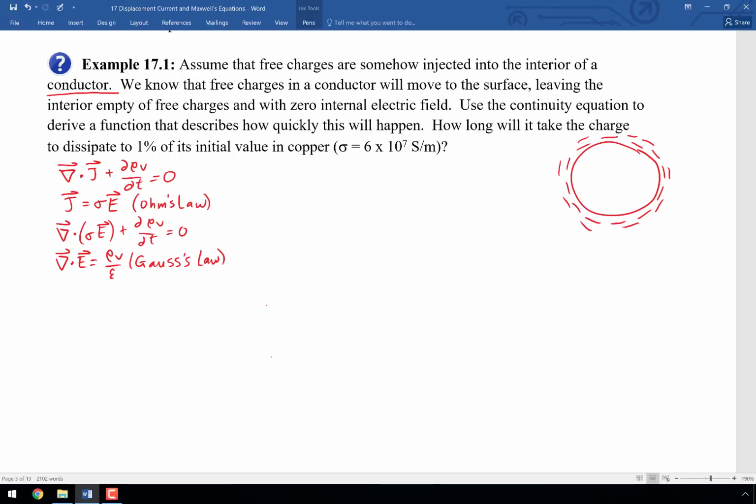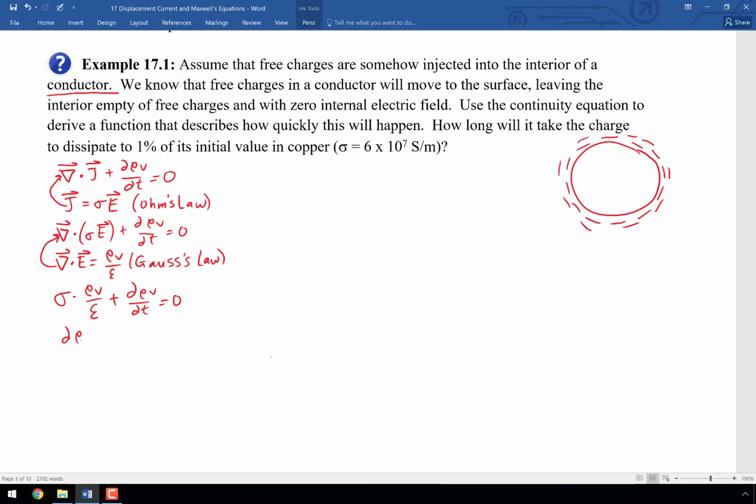So I took this one and I substituted it into that, and now I'm going to take this one and substitute it into this. I've pulled the sigma out in front of the divergence, so this becomes sigma times rho sub v over epsilon plus partial of rho sub v with respect to time is equal to 0. And if you look at this, this is now a differential equation of only one variable, rho sub v. Sigma is a constant, epsilon is a constant.